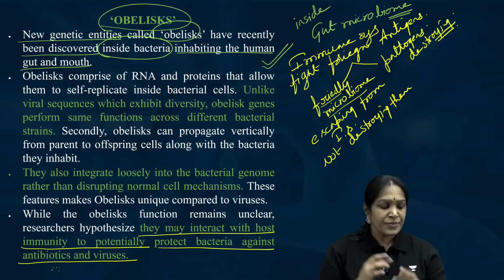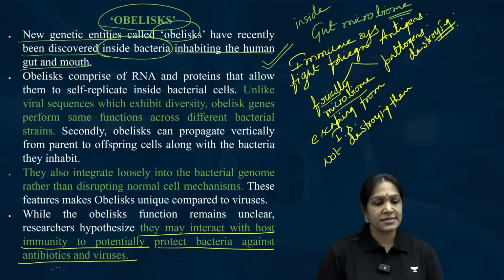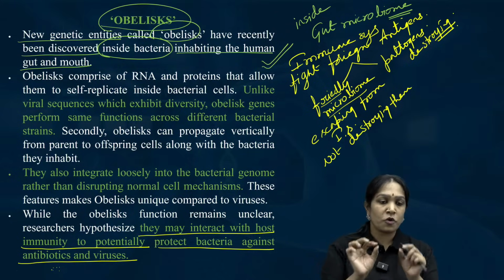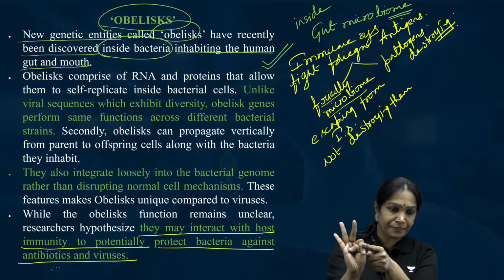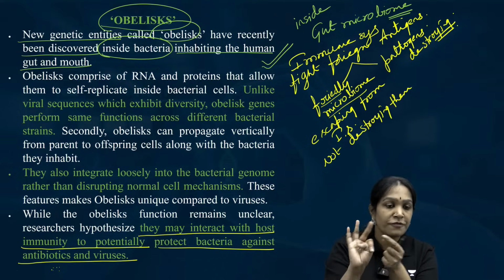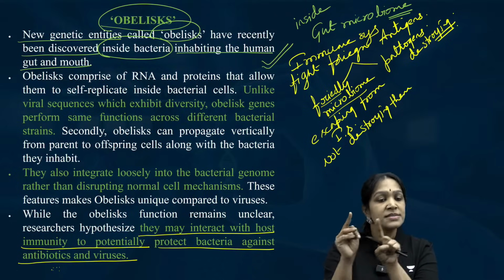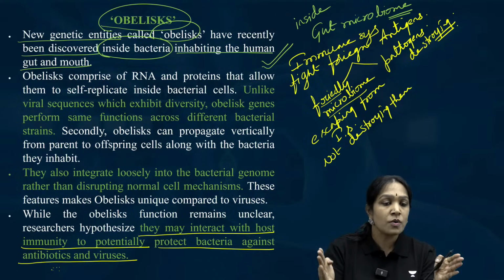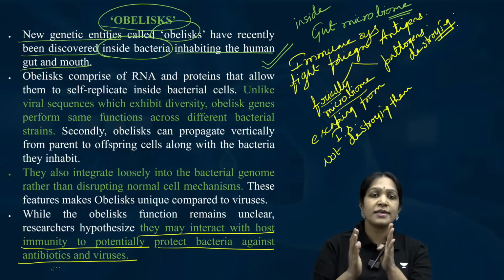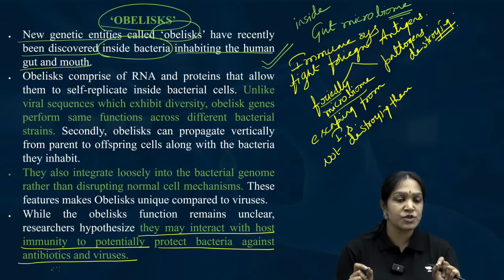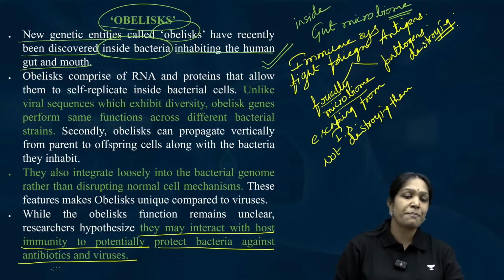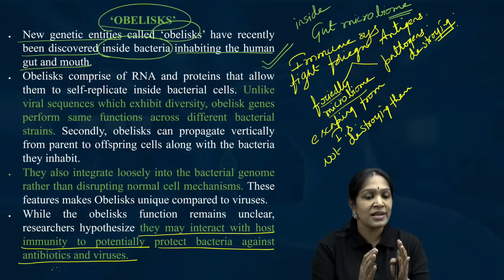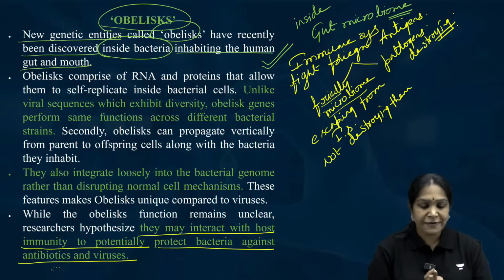So tell me, what is the function of this obelisk? First point, obelisks are present in the gut and mouth microbiome, that is the friendly bacteria. One advantage of the obelisk is they help this gut microbiome escape the host cell immune system, so that the host immune system is not destroying the friendly bacteria, but only the disease causing pathogens. Is the function of the obelisk clear?